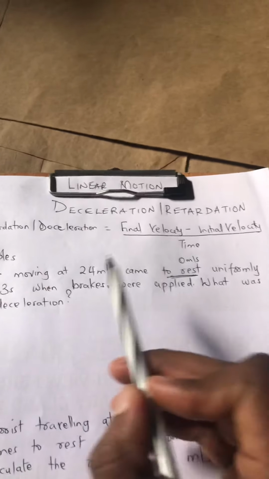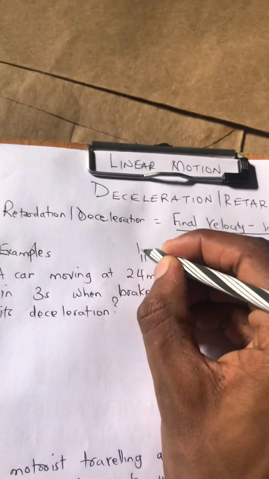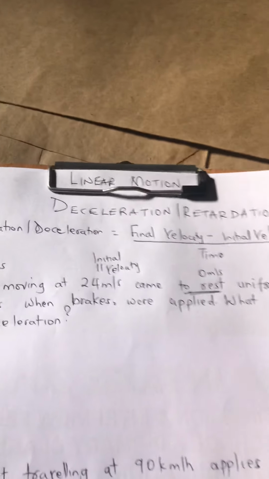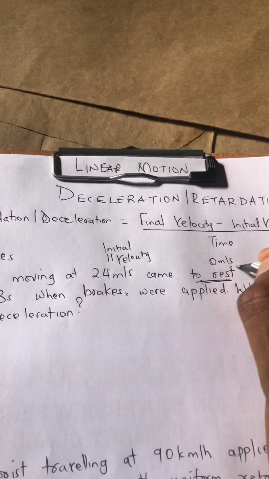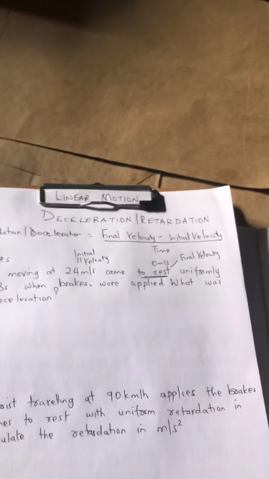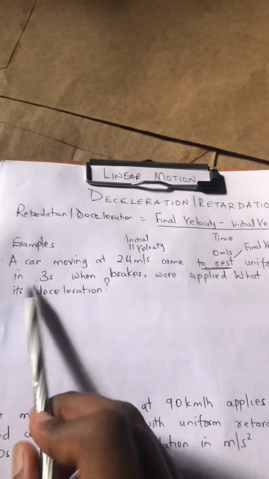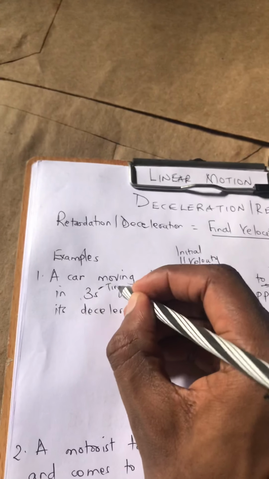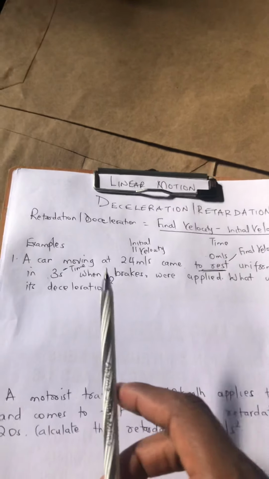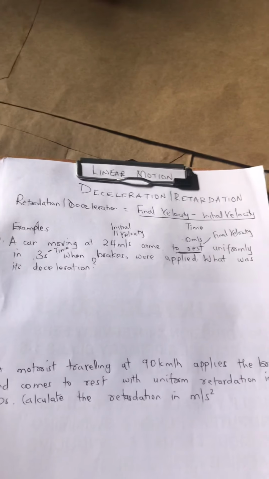So ilianzia wapi? Ilianzia 24 meters per second. So this is our initial velocity, 24 meters per second. It came to rest, it came to 0 meters per second. So this is our final velocity. Hapo sawa. Nice one. Alafu unaambiwa uniformly in 3 seconds. So this is our time, because tulisema time is measured in hours, seconds and minutes. So anytime unaona hizo units, unajua that is time. Definitely when brakes were applied. What was the deceleration? Simple sana.